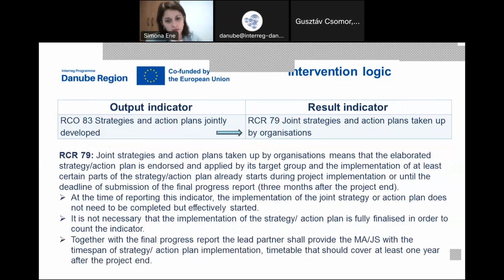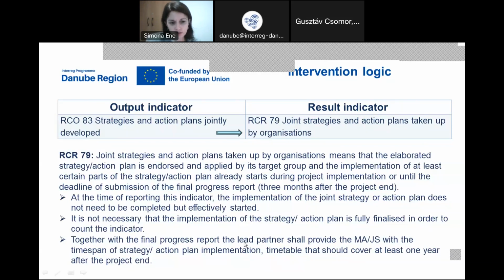The result indicator means that the elaborated strategy and action plan is endorsed and applied by its target group, and the implementation of at least certain parts of the strategy and action plan already starts during the project implementation or until the deadline of submission of the final progress report, 3 months after the project end. So we are expecting that these strategies are not only produced, but also their practical implementation starts during the project or at the latest 3 months after the project implementation closure.